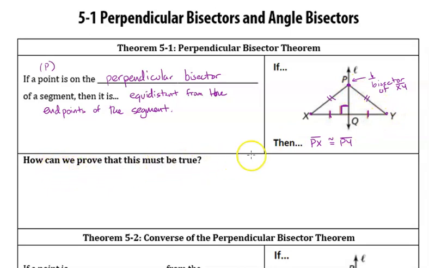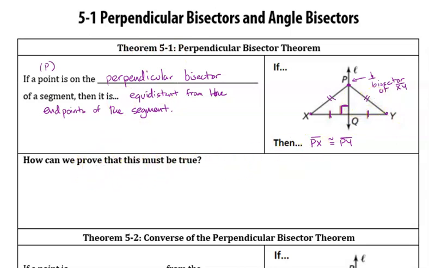So how can we prove that this must be true? If I gave you the information that I gave you at the start of that problem, how do you know that the distance from P to X has to be the same as the distance from P to Y? How can we prove it? Every theorem can theoretically be proven to be true.